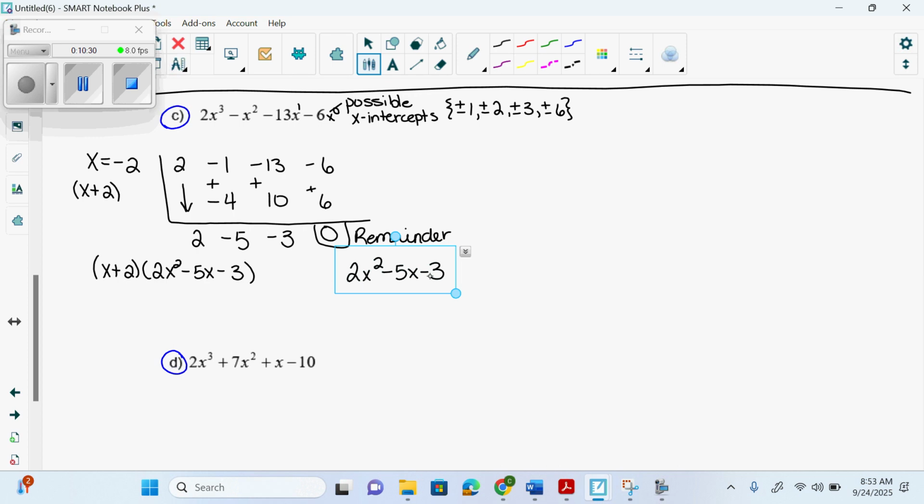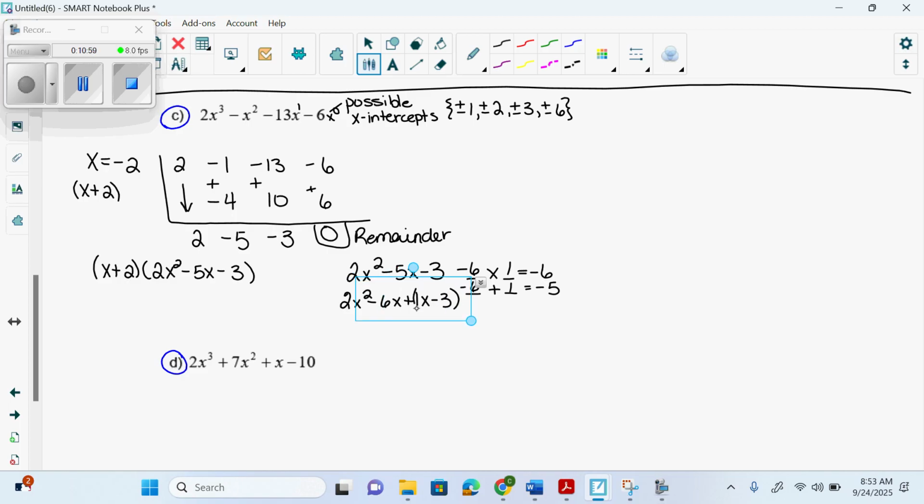2 times negative 3, so what times what gets me negative 6? And what plus what gets me negative 5? Negative 6 and 1. Some people say negative 2, negative 3, but that would get you positive 6. So it's negative 6 and 1. So we get 2x squared minus 6x plus 1x minus 3.